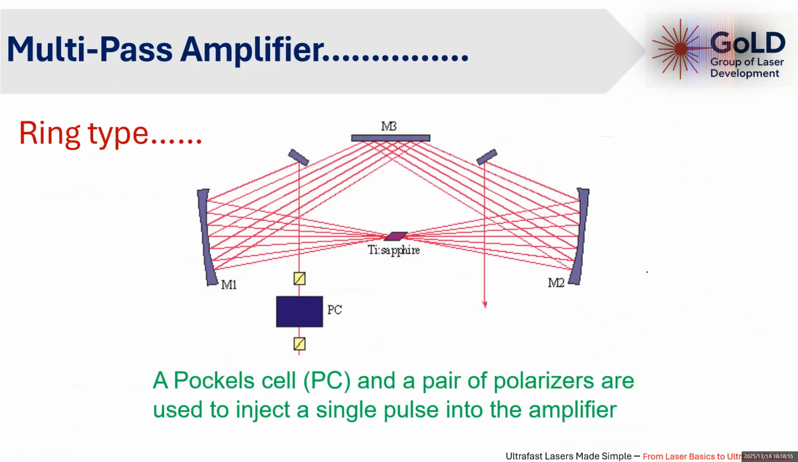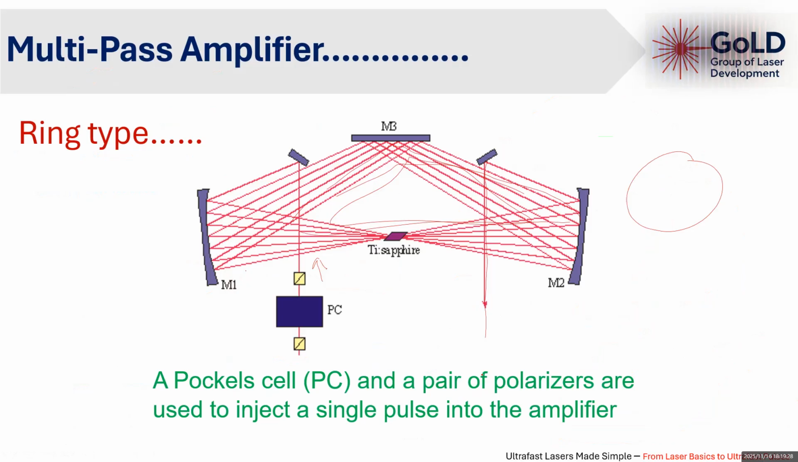Ring type. Ring type means it's not exactly like a ring. Here you can see the beam is entering from here, and then it moves here and here, passes through the crystal, then here, and then here, and after a number of passes it goes out.